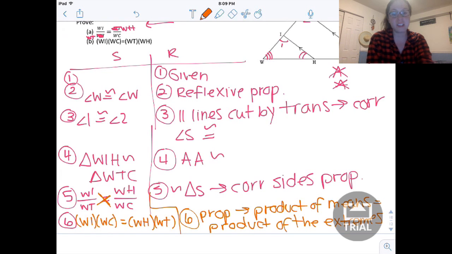Do you always do proportions in a similarity proof? No. Sometimes you're just showing the triangles are similar. In this one, it happened to ask us for the proportion. Okay.